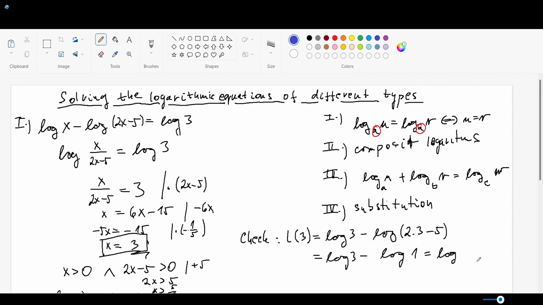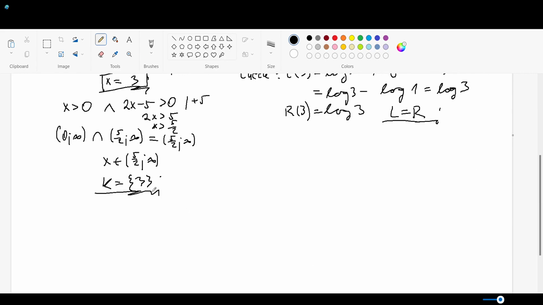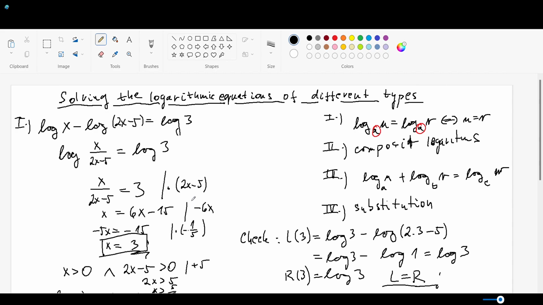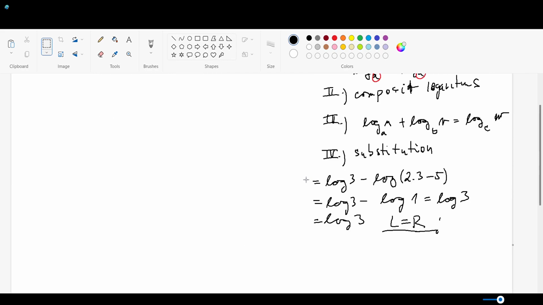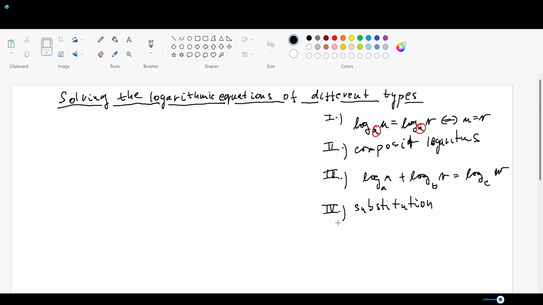And as you probably can see, the right side of our equation for x being 3 is equal to log 3, and as you can see, the left side is equal to the right side. So our conclusion, x being 3, is really the correct answer. So this was the first type of logarithmic equation, explained in a lot of detail and with connections to all the knowledge you have from the previous lessons.